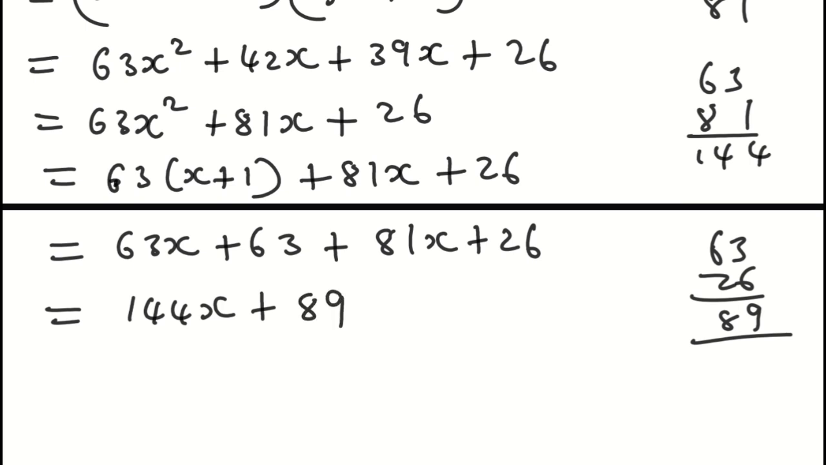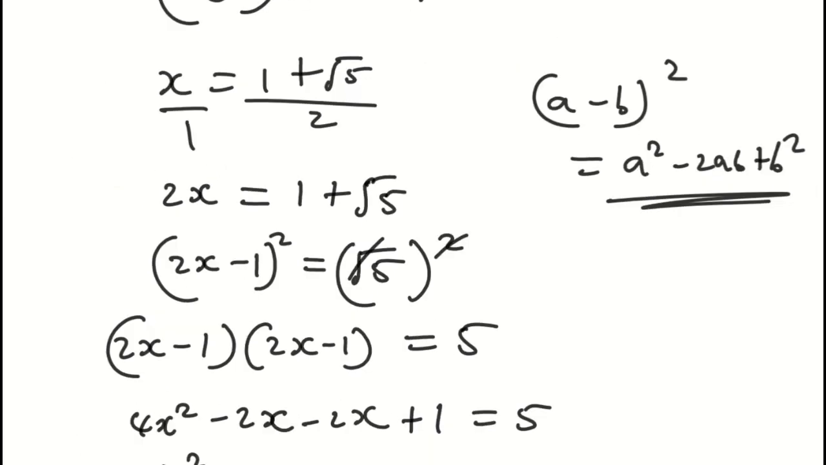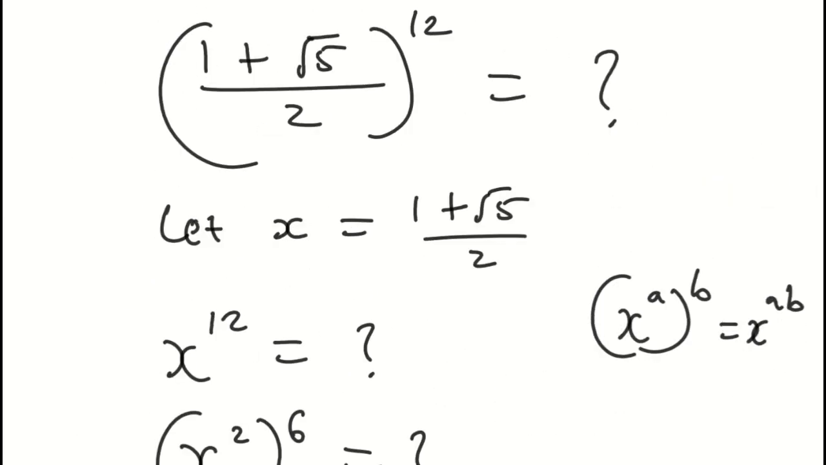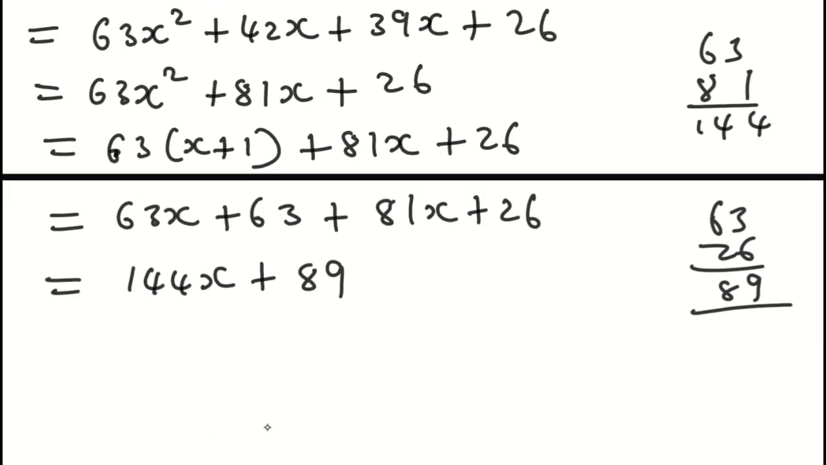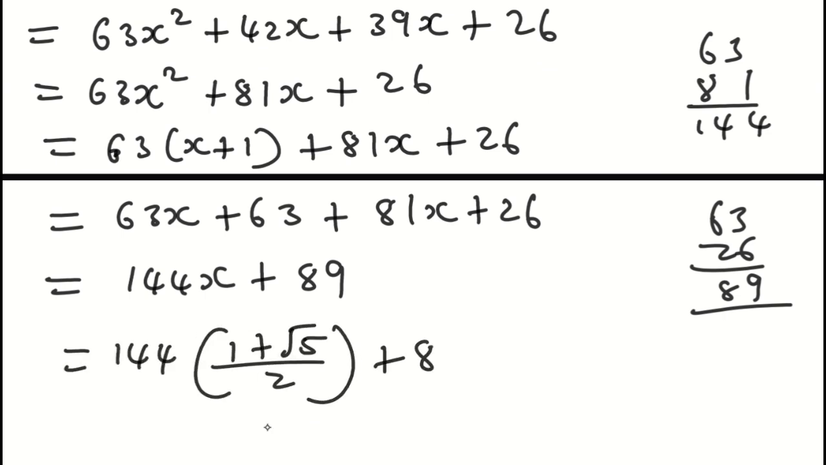Okay. Now, what is the value of x? Remember, we said let x be equal to something. Let's go back. We said let x be equal to 1 plus root 5 over 2. So it's time to bring it back here now. So this is equal to 144 bracket 1 plus root 5 over 2. Then plus what? 89. You see?